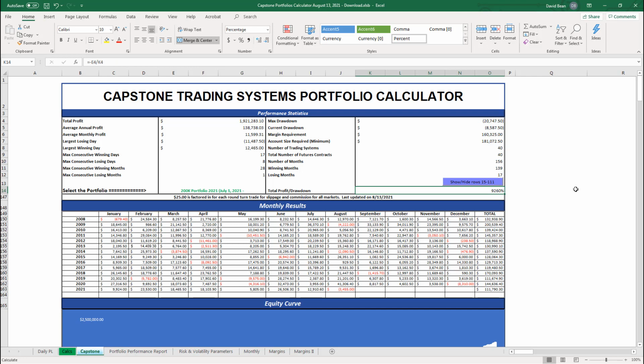This number right here, total profit over drawdown, will increase. We're going to reduce the max drawdown as well as the current drawdown, but the difference between these will be smaller, so we'll reduce our risk to worst case drawdown. And I'm going to show you what we're doing. I'm going to go ahead and save this.